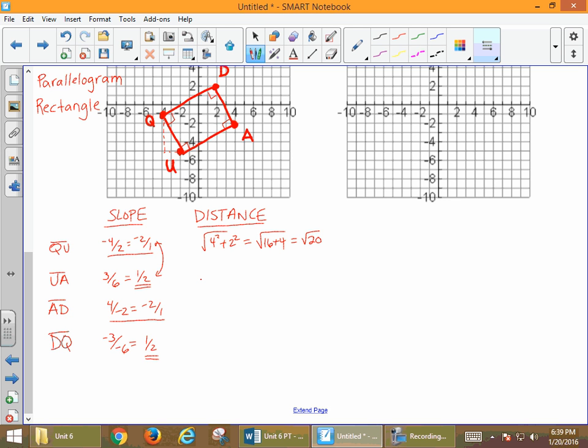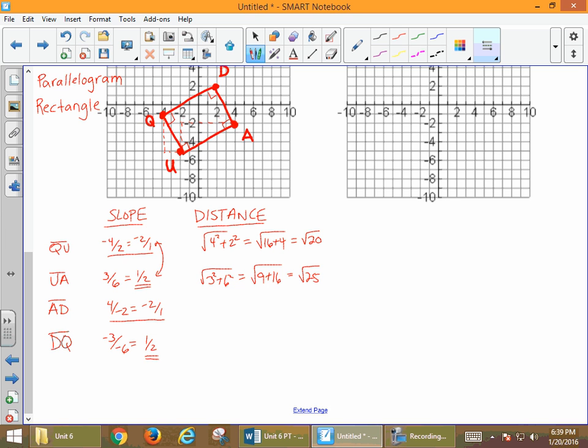So the square root from U to A, I went up 3 and over 6. So 3 squared plus 6 squared. 3 squared is 9, 6 squared is 36, and 9 plus 36 is 45. Hmm, the square root of 25, we know, is 5. But it does not equal the square root of 20. So QU and UA are not the same. So therefore, it is not a rhombus. And if it's not a rhombus, then obviously it is not a square.